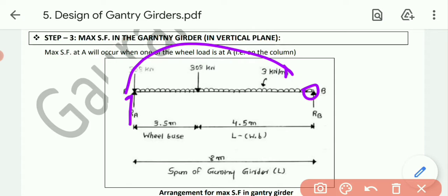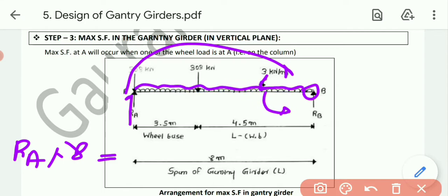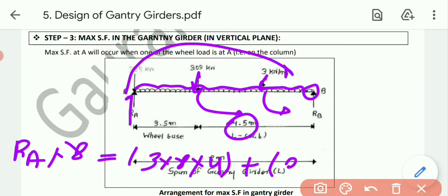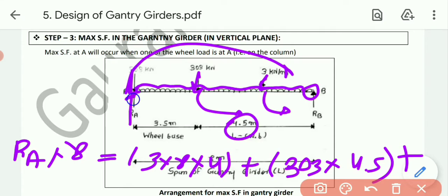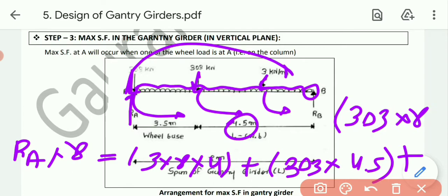So taking moment at B, RA into 8 is the clockwise moment. Then this UDL is acting over the entire span, so it will act anti-clockwise: 3 into 8 into 8 by 2, that is 4. Then this 303 will also be anti-clockwise, dimension is 4.5, so 303 into 4.5, and then the remaining one, this 303 will also act anti-clockwise over the entire span, so 303 into 8. From this equation I will get the value of RA.